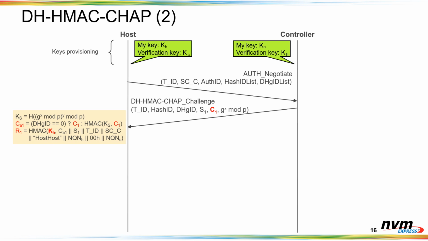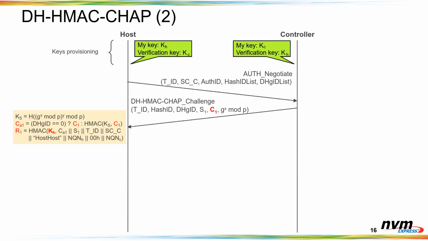The host now will use everything that is there, the Diffie-Hellman parameter, to compute a session key. This session key will be used to augment the challenge that has been received from the controller. At this point, the response R1 to the challenge C1 will be computed using the HMAC function, using the key of the host as the key, plus that quantity, the augmented challenge, a sequence number, transaction ID, protocol flags.